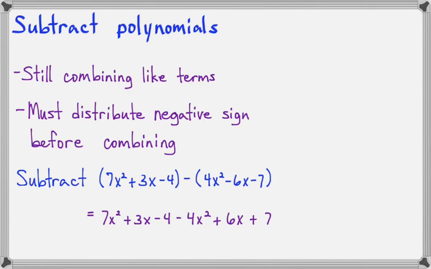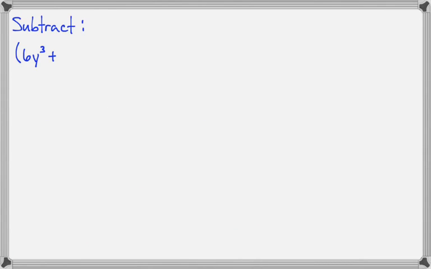Okay, now you're ready to combine like terms. 7x squared minus 4x squared gives us 3x squared. 3x plus 6x gives us 9x. And negative 4 plus 7 gives us plus 3. And let's look at another one.